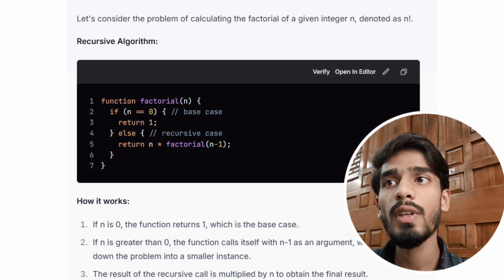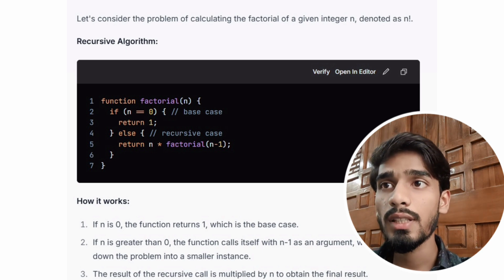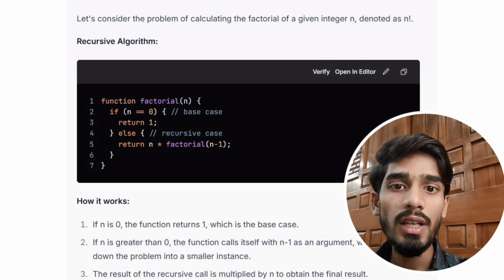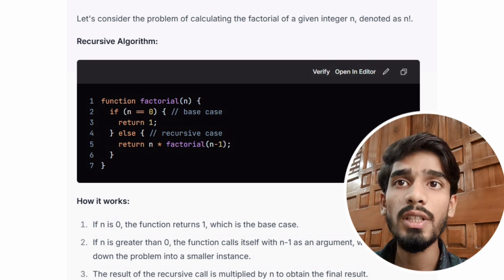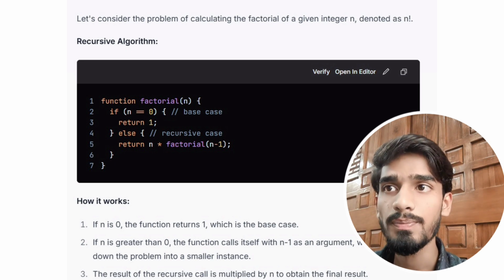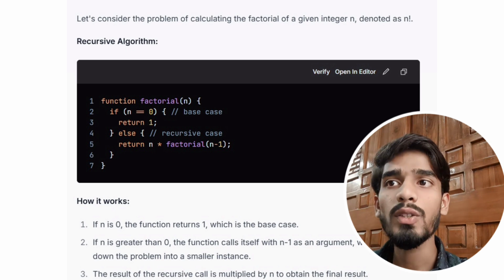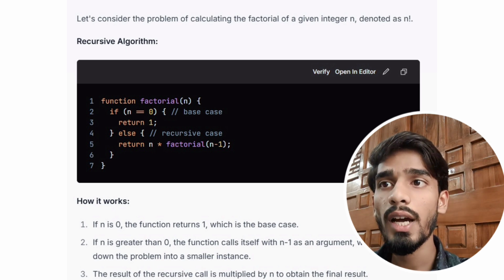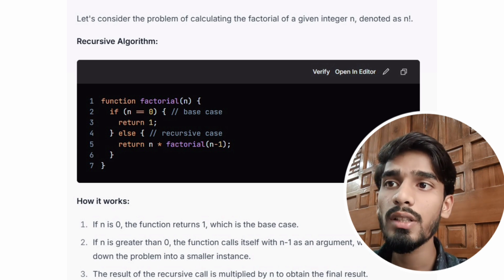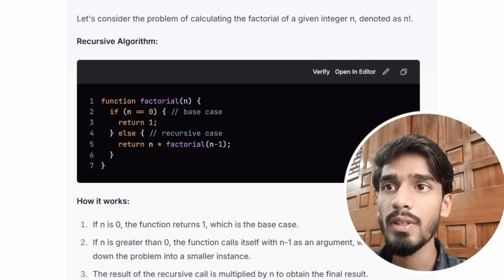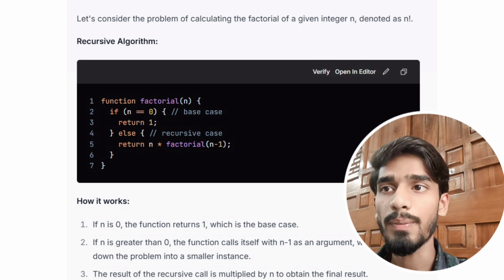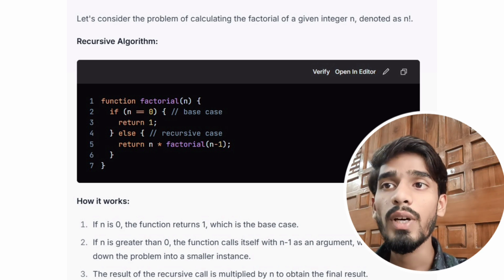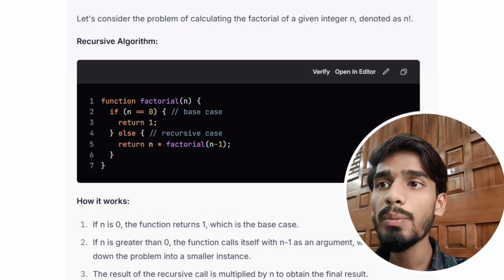Now, let's consider the problem of calculating the factorial of a given integer n, which is denoted as n factorial. This is a Python code in which we have an if else and we are recursively returning it. How it works: if n is 0, the function returns 1, which is the base case.